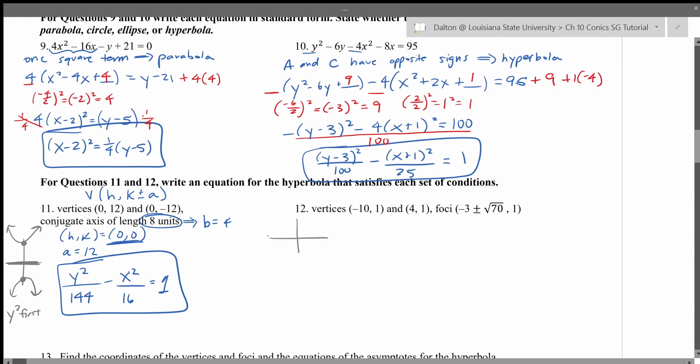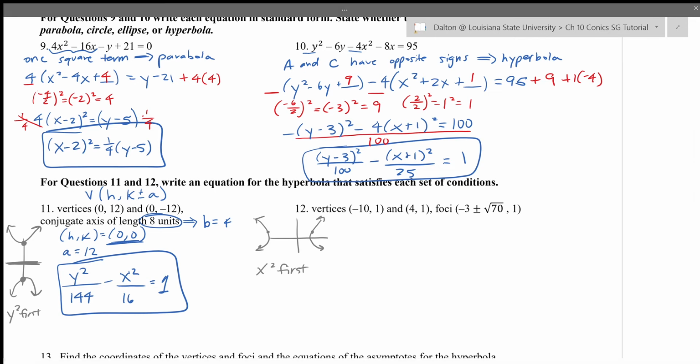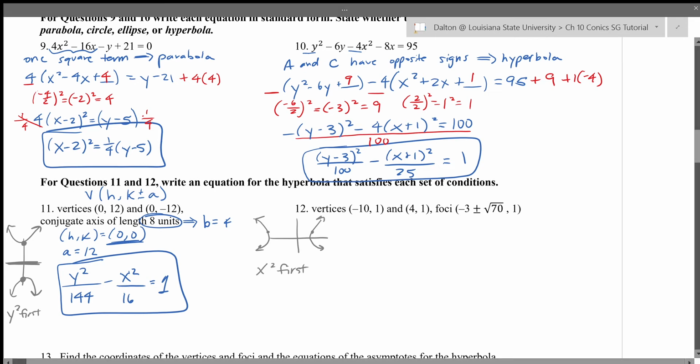So maybe over here, negative 10, 1, and positive 4, 1. So if these are the vertices of the hyperbola, then it must go outward like this. When a hyperbola flips to the left and to the right, then we know that the x squared term must be first. Okay, other pieces of information. Vertices in a hyperbola that has the x squared term first like this are given by h plus and minus a, comma, k.